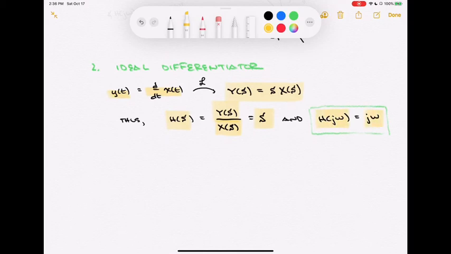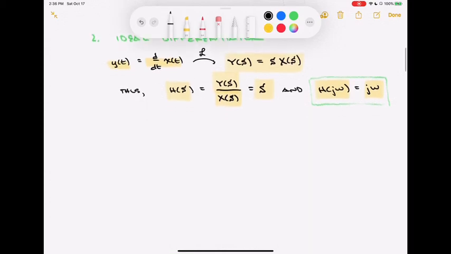Remember, frequency response is just looking at those values of s where sinusoids live, and we know that sinusoids live on the omega axis. In this particular case, I'm again interested in looking at magnitude and phase response. Let's go ahead and take a look at magnitude response first.